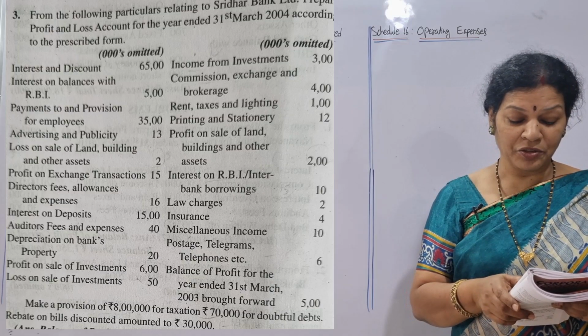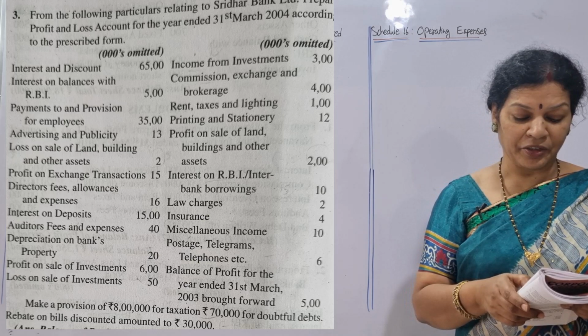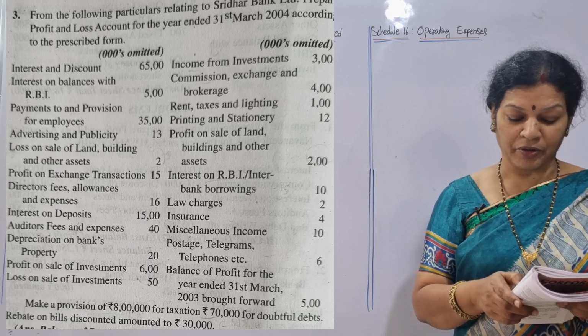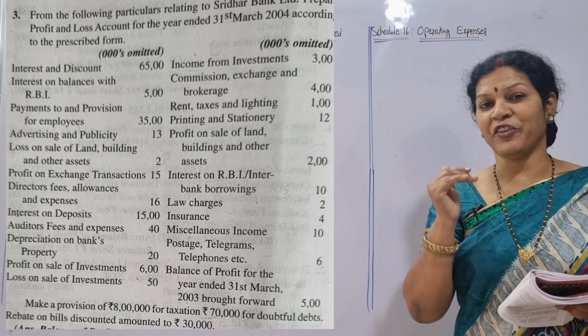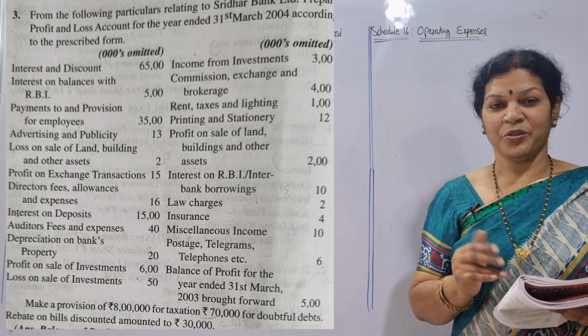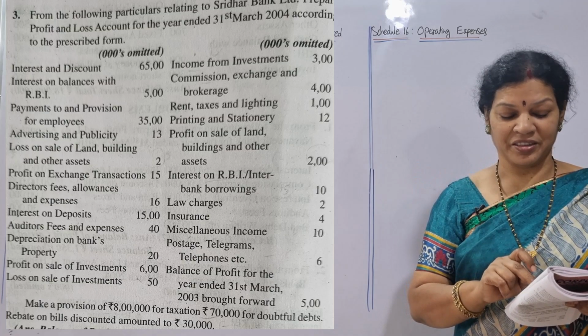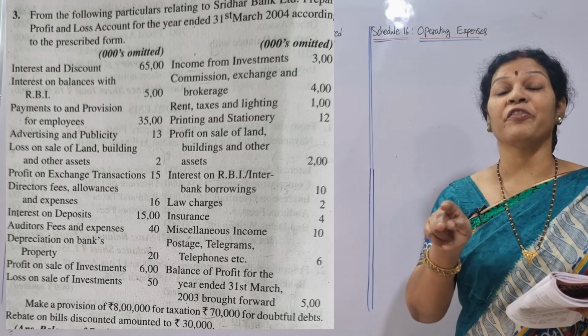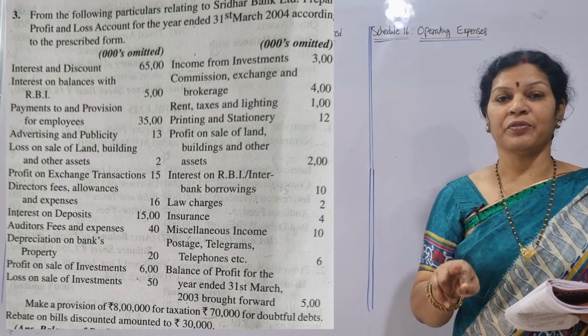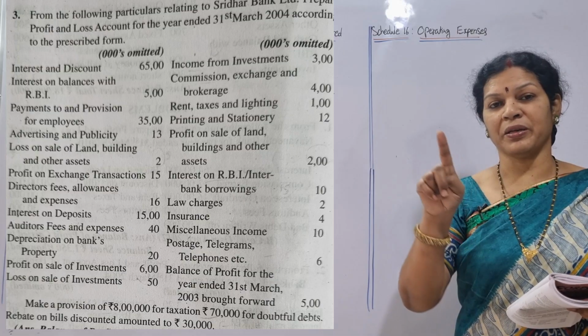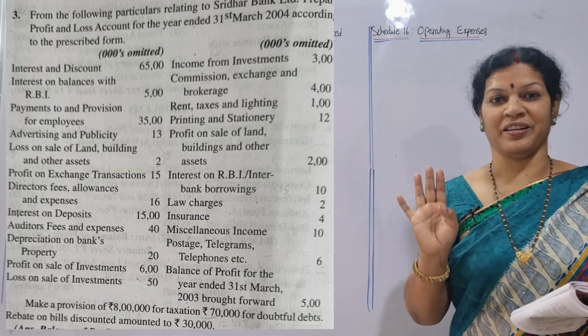Next one, balance of profit for the year ended 31st March 2003 brought forward. This comes end of the format. Do you know two profits will be written? One is net profit, second one is this profit. This is last year's profit brought forward to this year. End of the problem will write two profits. One is net profit and second one is this one.